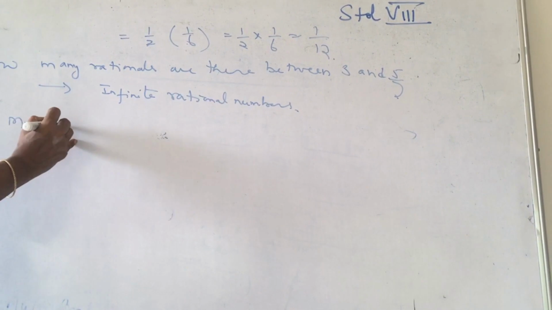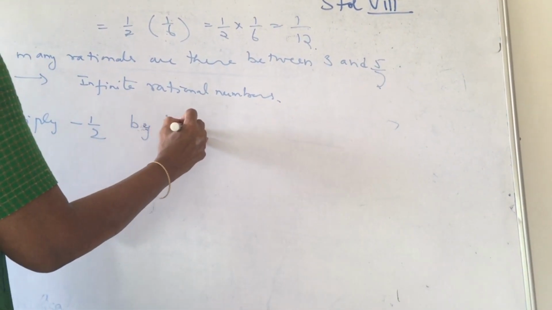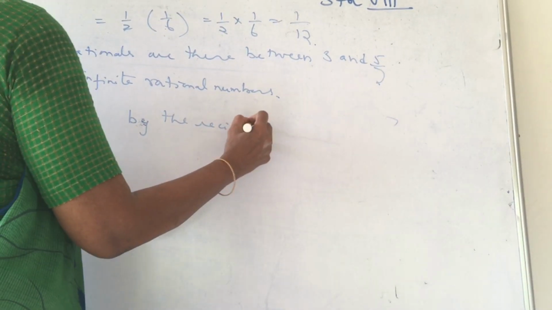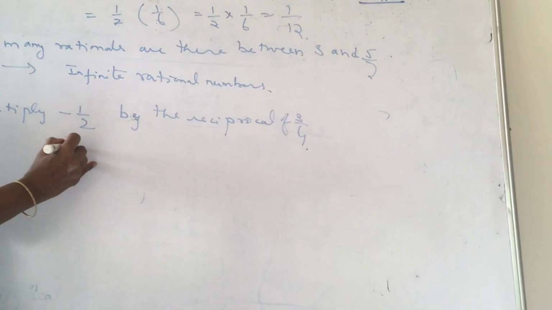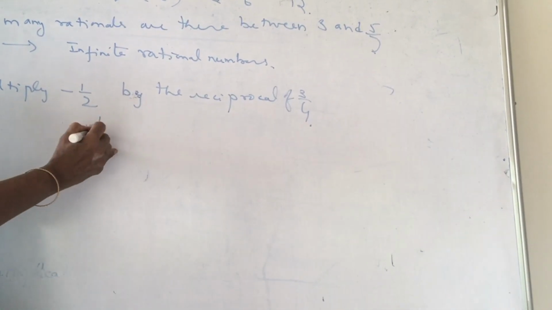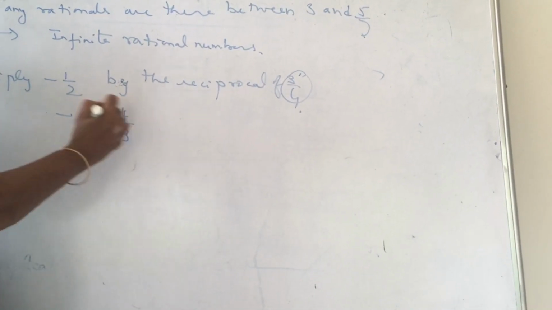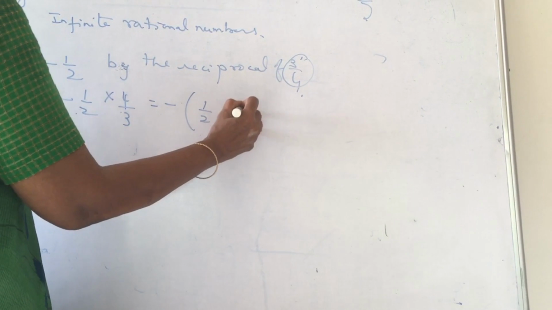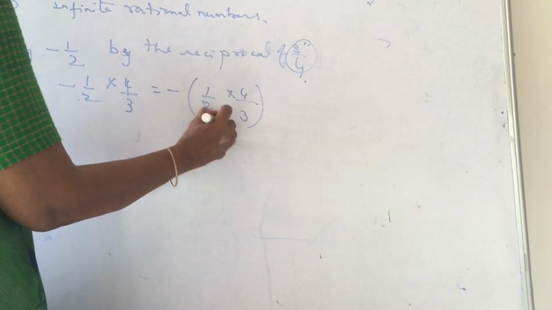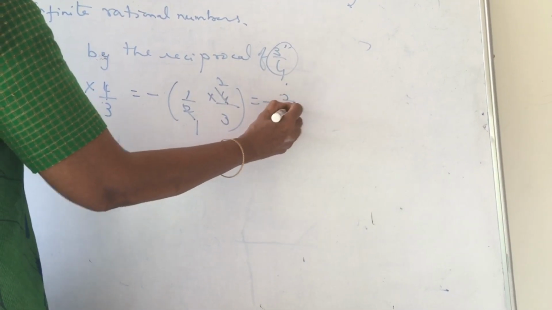Multiply minus 1 by 2 by the reciprocal of 3 by 4. What is the reciprocal of 3 by 4, children? 4 by 3. Minus into plus, minus, and go for cancellation, children. 2 ones are 2, 2 twos are 4, multiply 1 into 2 by 3.